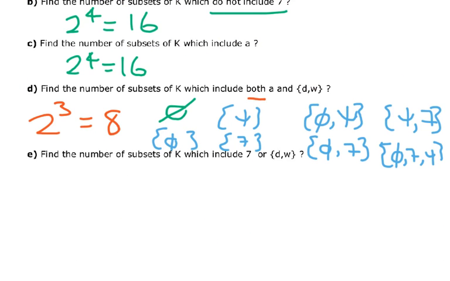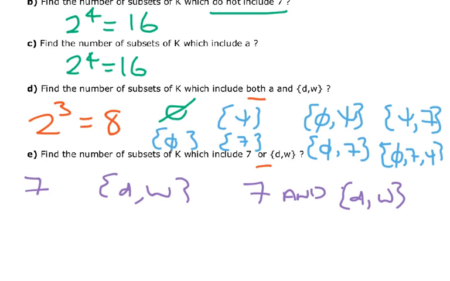Part E then sounds similar to D, but there's a significant difference. It says find the number of subsets of K which include 7 or DW. So that means that it includes subsets that include a 7, but not necessarily DW, subsets that include DW, and subsets that include 7 and DW. Oh, let me just rub that out. So there's 3 separate cases.